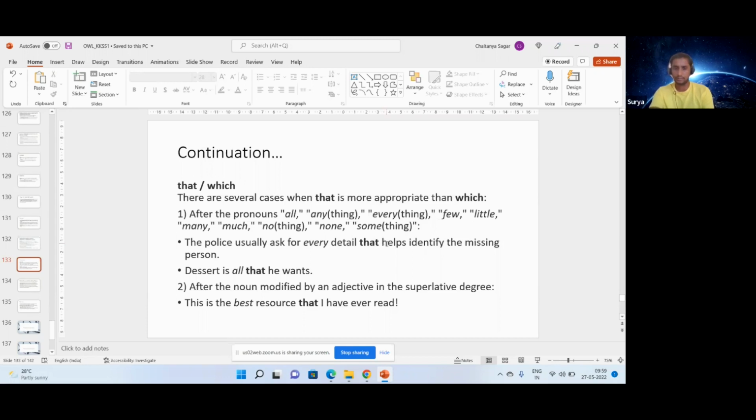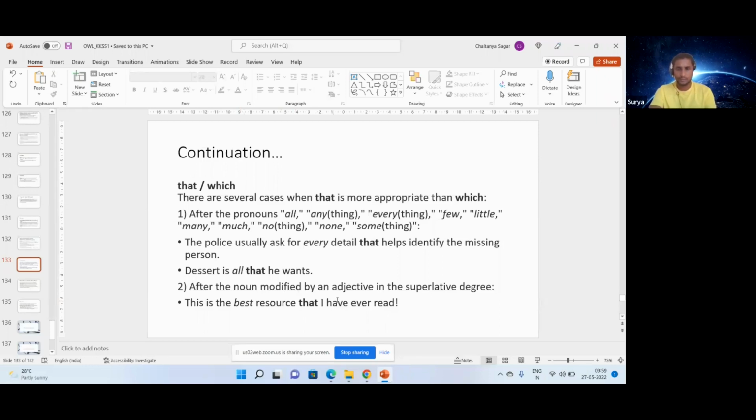If you just remove it, you would see the police usually ask for every detail, but still there is some abrupt ending. But why do they ask for it? Because they want to identify the missing person. So that is used. And if you see, "desert is all that he wants." So here in this case also, desert is all that he wants. Again, it makes it separated from the main clause, and it gives an indication that it could be non-essential.